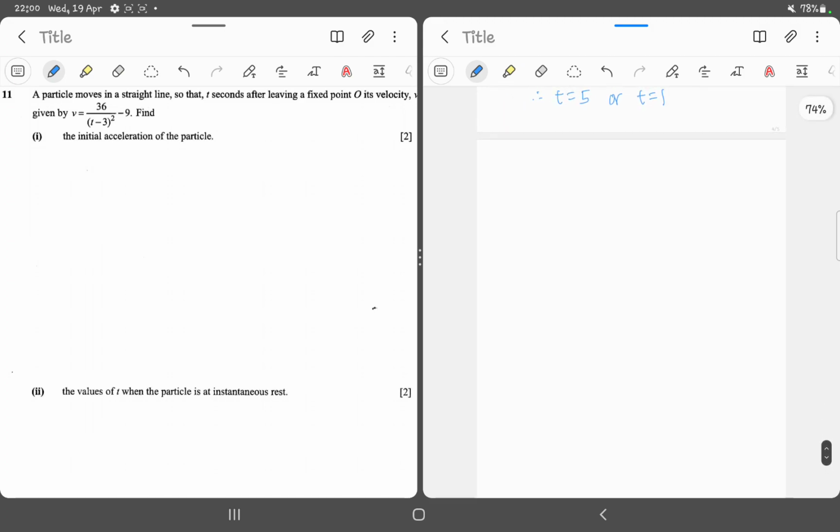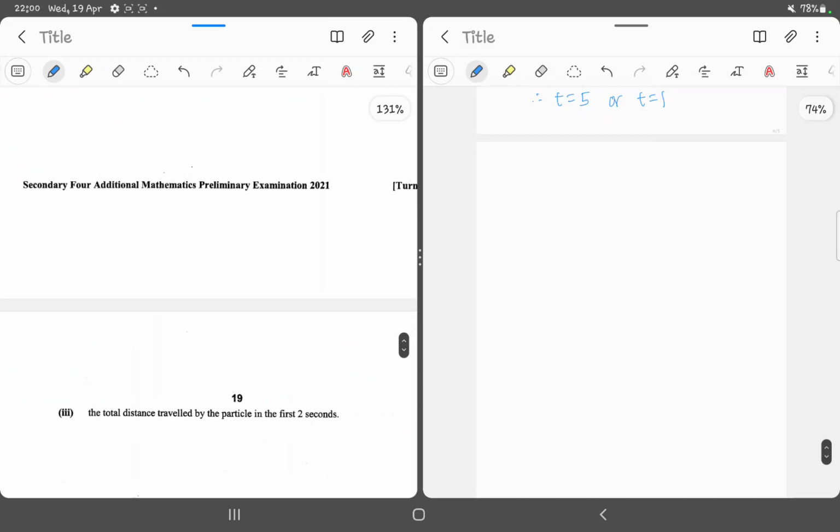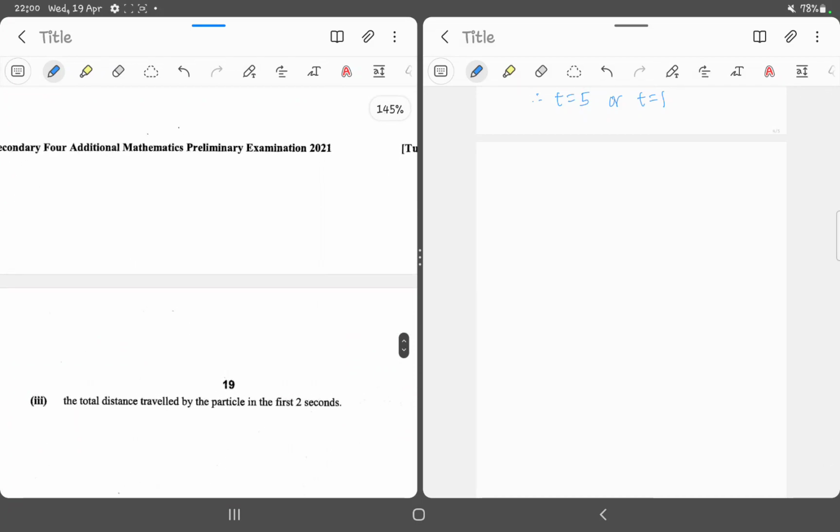So let's move on to 11 part 3. Find the total distance traveled by the particle in the first 2 seconds. Now for this type of question, especially when you are asked to find the total distance, please try to draw a rough sketch of how the particle is moving. So at t equals 0, it is actually moving here, and then there's a turning point.